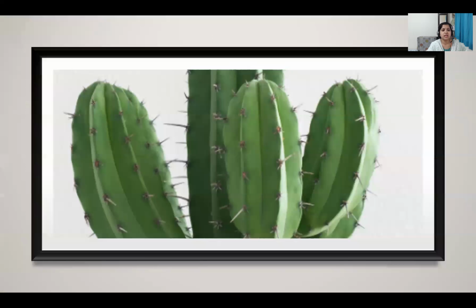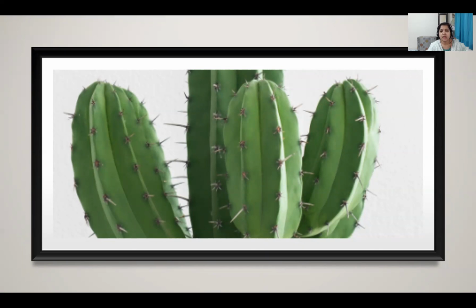Now here you see this is the cactus plant, and in the cactus plant you may think it is the leaf, but this green structure is actually the stem, and the leaf has converted into spine to reduce transpiration. So as these stems also have chlorophyll, they can also conduct photosynthesis, they can prepare their own food.